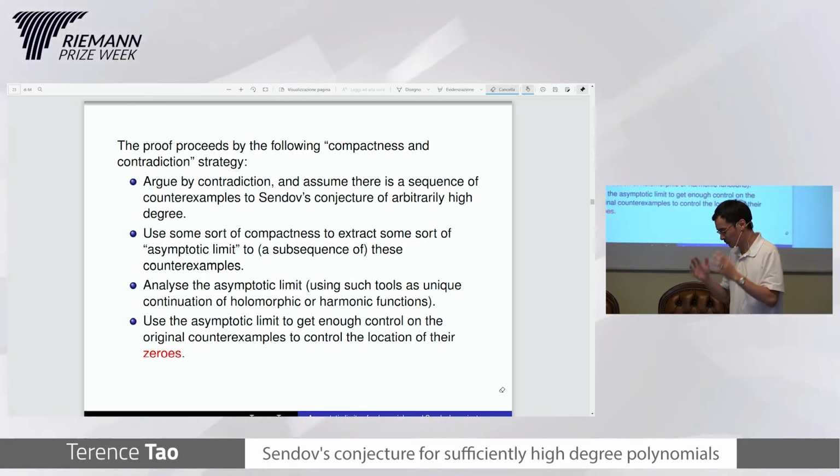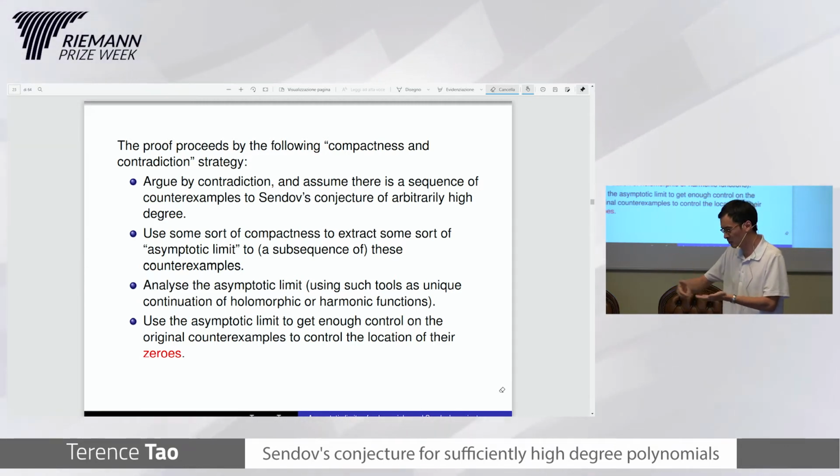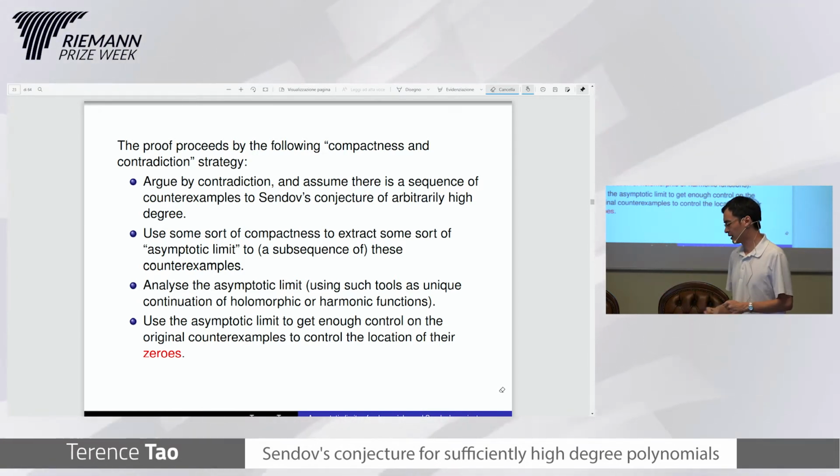If you want to show something is true asymptotically, you argue by contradiction. You assume that it's not true, and you assume that there are counterexamples for bigger and bigger n. So assume that there are polynomials of higher and higher degree that are counterexamples to this conjecture.